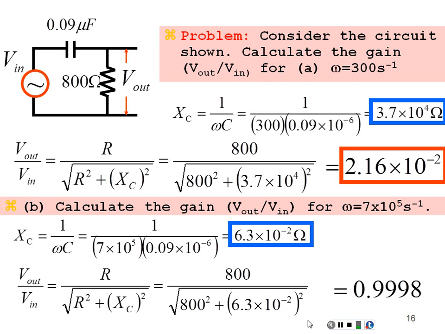This is 0.9998. 99.98% of that signal makes it through. So the high frequency is passed. The low frequency, only 2% of that makes it through. This is a high pass filter.